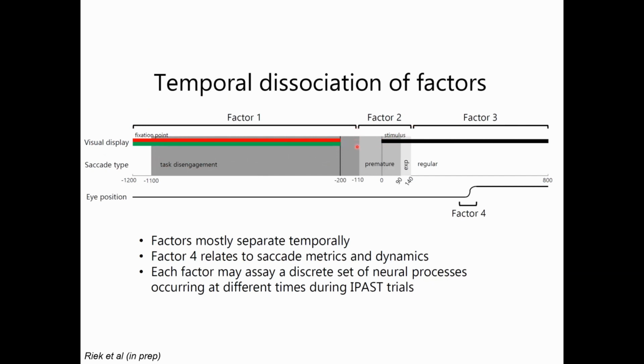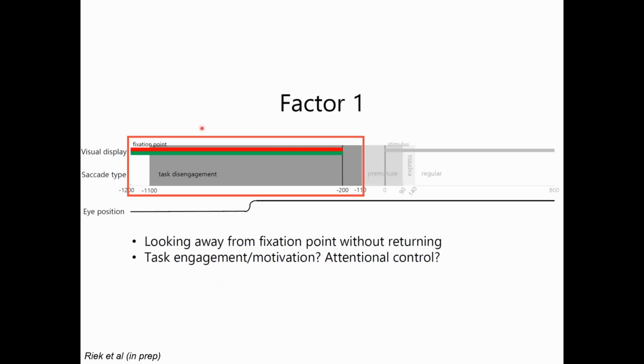Factor two collapsed all the measures that were around what you do when the stimulus came on. Factor three loaded more voluntary parameters related to the anti-saccade. And factor four was more motor related to the execution of the saccade. So this first factor was early engagement and disengagement of the task.